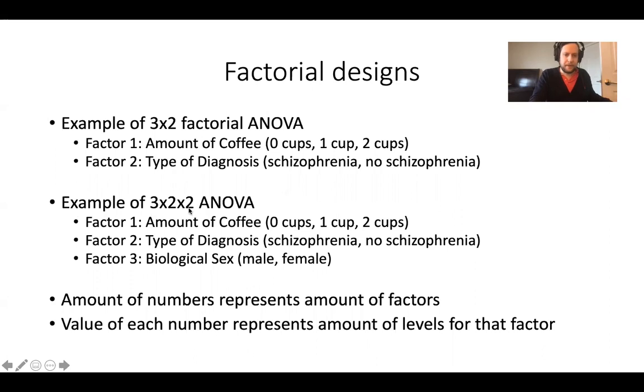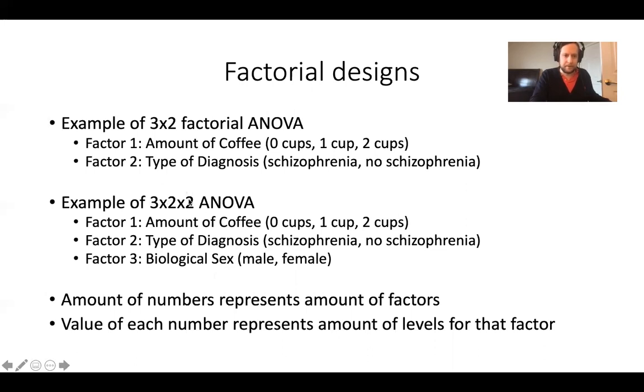So 3x2x2, we can see here that we have three factors, 1, 2, 3. Let's look at what each factor is. The first one, once again, is just amount of coffee, whether people drink 0, 1, or 2 cups of coffee. Type of diagnosis, same one from up above, whether people have schizophrenia or they don't. And then finally, I added this third factor here, biological sex, whether people are male or female. So this is 3x2x2 because we have 3 factors. This number 3 comes from the fact that we have 3 levels of coffee, 3 conditions. This number 2 comes from the fact that we have 2 levels here.